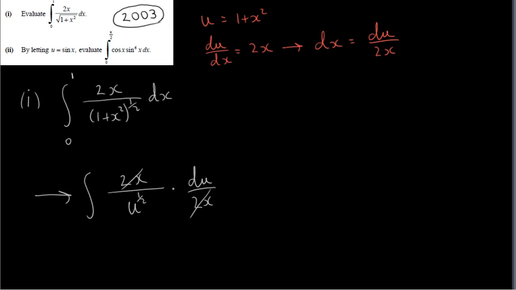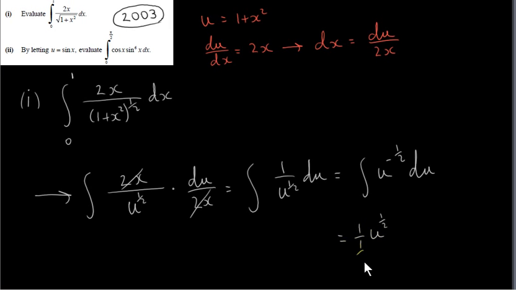Anyway, okay, let's see. We have the integral of 1 over u to the power of a half with respect to u. Well, that's just the integral of u to the power of minus a half with respect to u. This is straightforward. We just add 1 onto the power. Minus a half plus 1 is plus a half. And we divide by this new power. We divide by a half, or we put 1 over a half. Well, 1 divided by a half is 2. So we get 2u to the power of a half, which is 2 times 1 plus x squared to the power of a half.